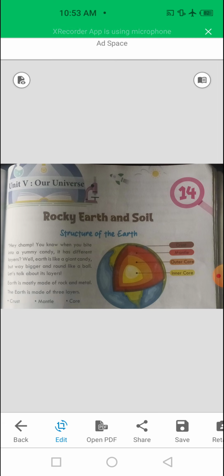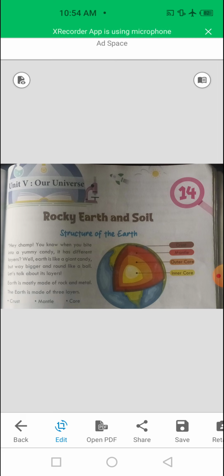Now students, we are going to discuss the structure of the Earth. Hey champ, you know when you bite into a yummy candy, it has different layers. Well, Earth is like a giant candy, but way bigger and round like a ball. Let's talk about its layers. Earth is mostly made up of rock and metal. The Earth is made of three layers, that is crust, mantle and core.